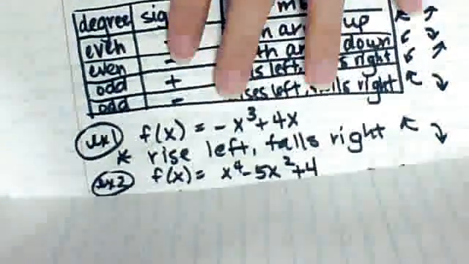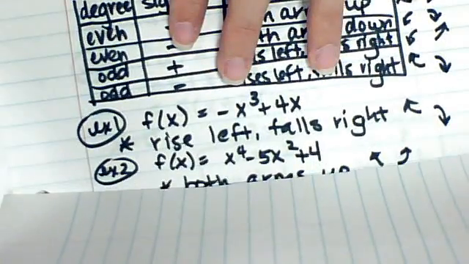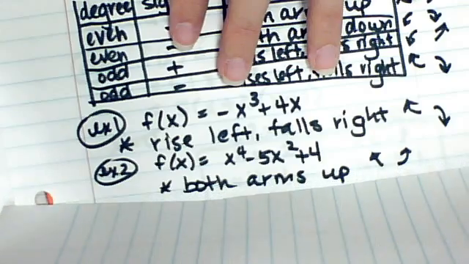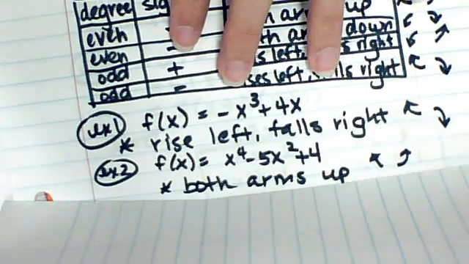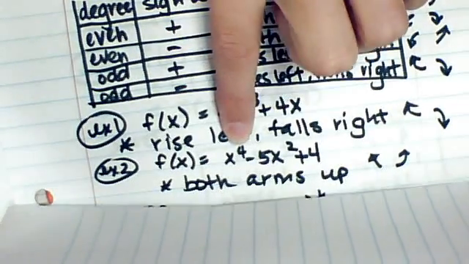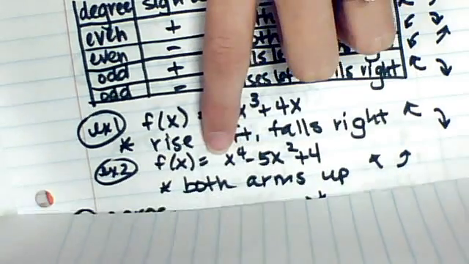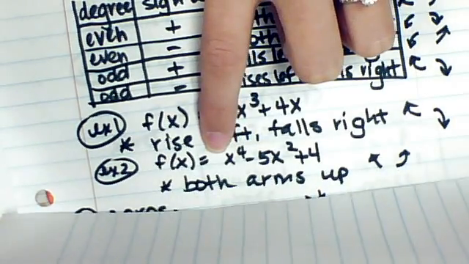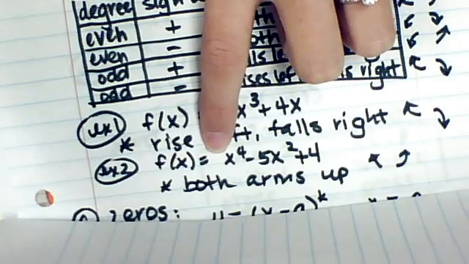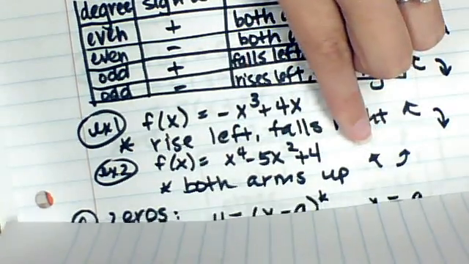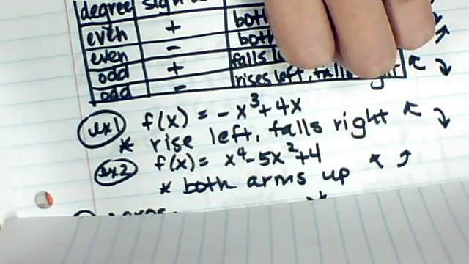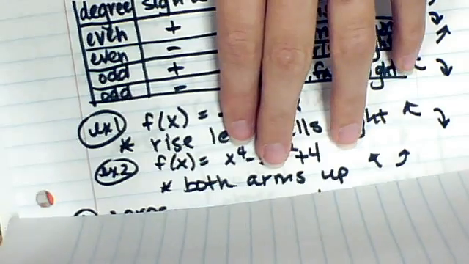Let's go ahead and look at another example. If we do f of x equals x to the fourth minus 5x squared plus 4, then we've got an even power, an even high degree of 4. The coefficient is positive 1, so it's positive and even, and we know that both arms then go up. Okay, so that's what we need to learn about leading coefficients. Part C for today is the zeros.